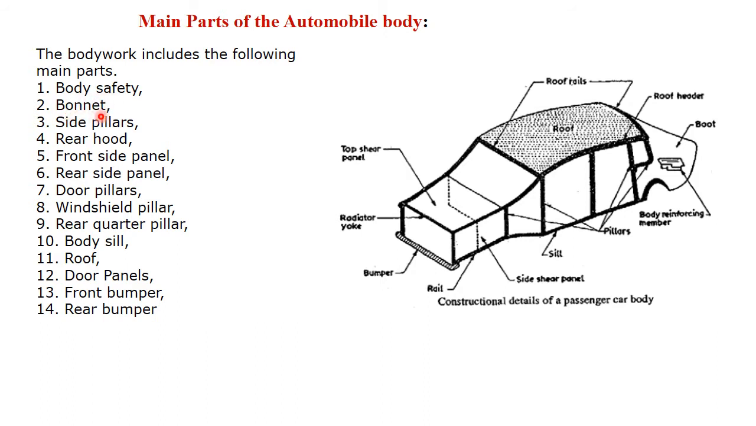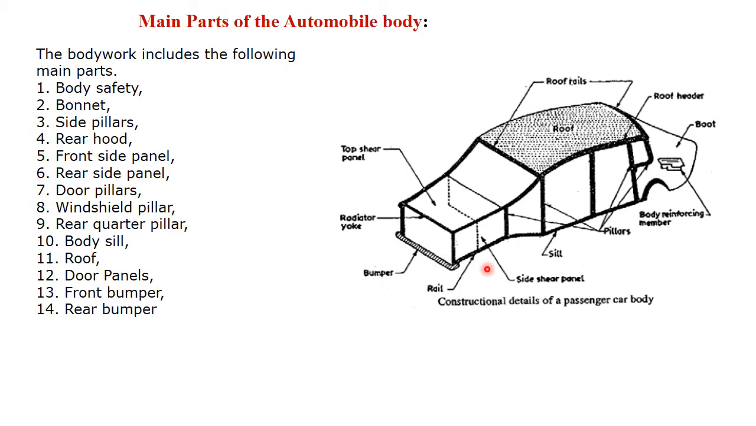The body work includes the following main parts: body safety, bonnet, side pillars, rear hood, front side panel, rear side panel, door pillars, windshield pillar, rear quarter pillar, body seal, roof, door panels, front bumper, rear bumper. So these are the important components or main parts of the automobile body. In every type of body, you can observe all these main parts. So in this figure, you can see the different parts of the body.